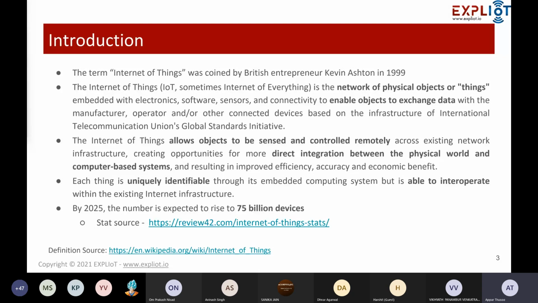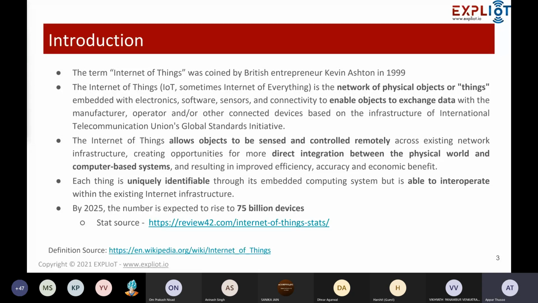The purpose behind introducing IoT was majorly to have remote access to objects, interfacing with some sensor. You can get some data out of the environment, process the data, and produce a stimulus or some action based on the input data. IoT has been growing exponentially since then, and by 2025, the number is expected to rise to 75 billion devices.